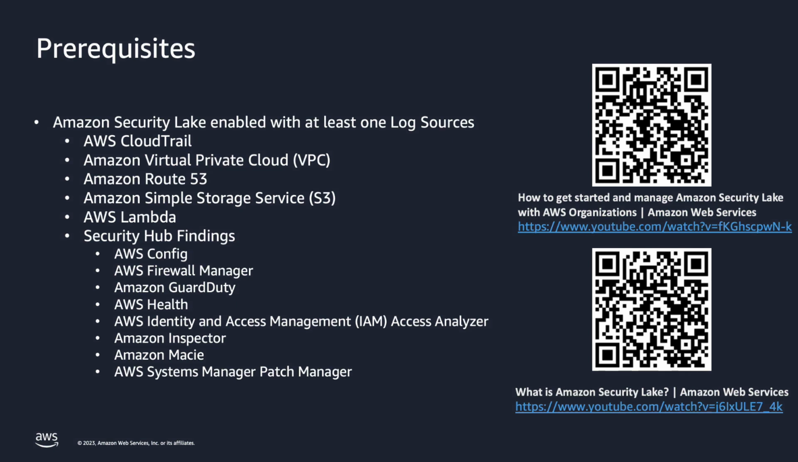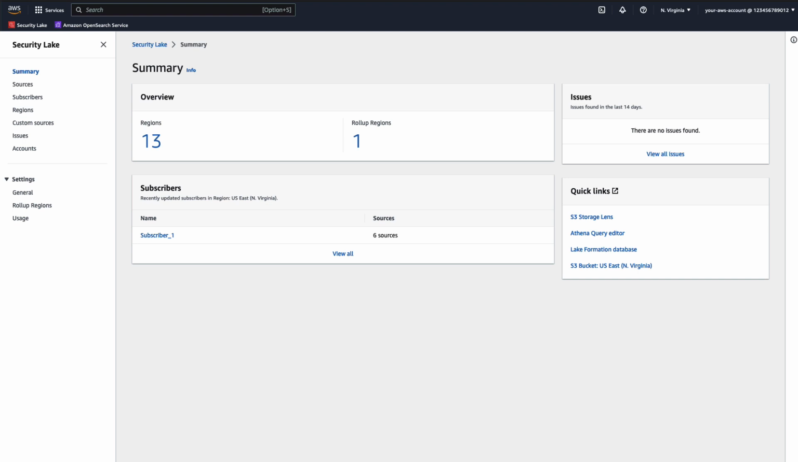To begin, let's switch to the AWS Security Lake service in the AWS console for the organization management account. I will be using the console, however, the same steps can be completed using the AWS APIs and CLI. With Amazon Security Lake enabled, the summary page details the current status of Amazon Security Lake, including regions enabled, rollup regions, issues, and subscribers. The first step to enable ingestion into OpenSearch is to create a subscriber.